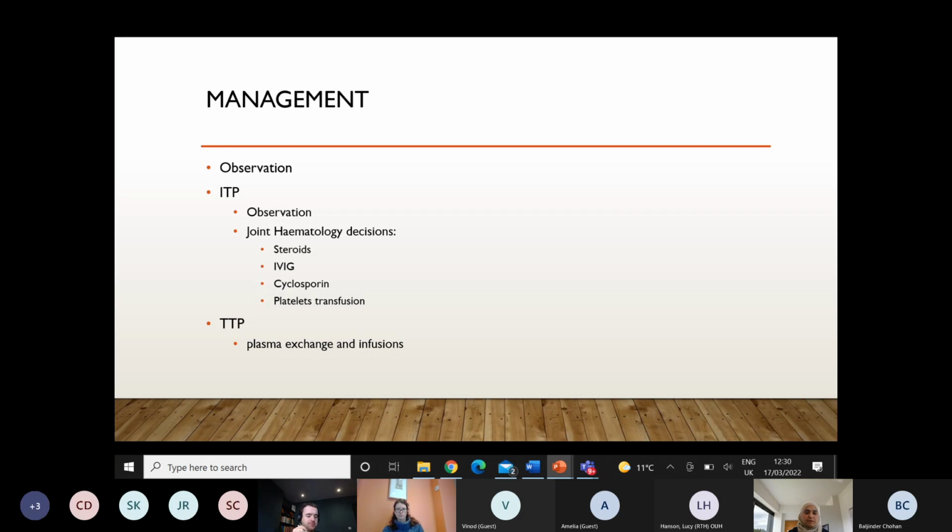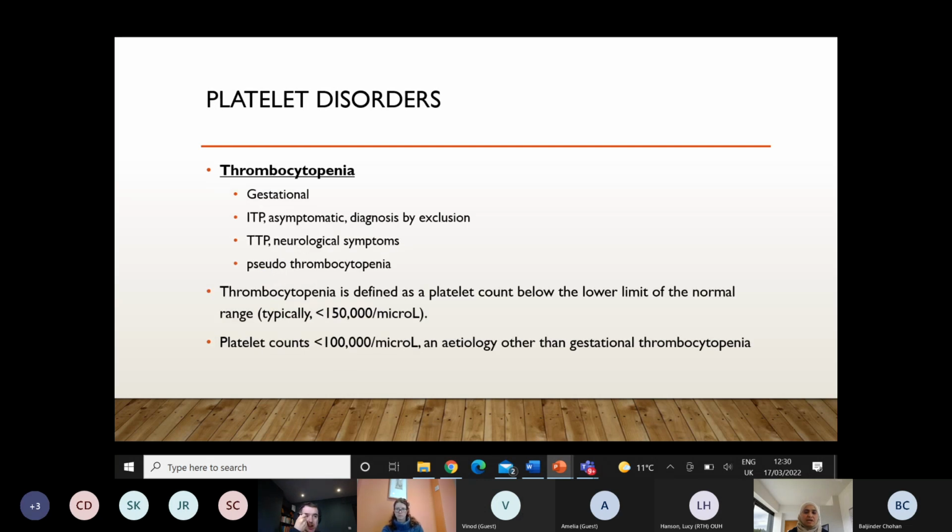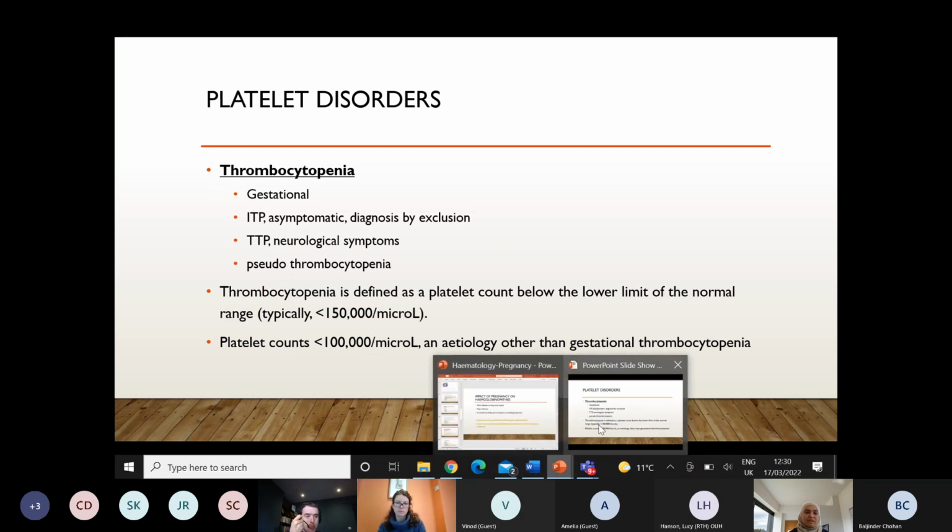Right. So any questions regarding thrombocytopenia? Sometimes I feel I'm going very fast, but do stop me, please. Mr. Shah, can I just ask a quick question?